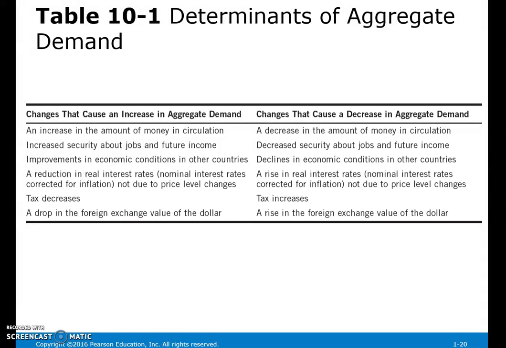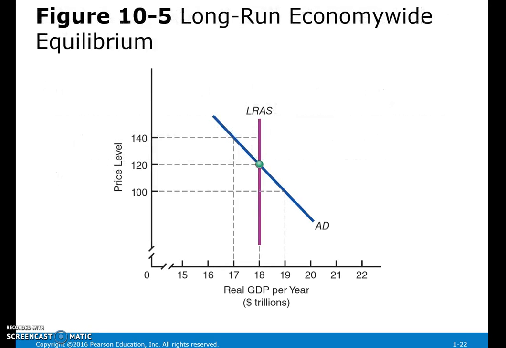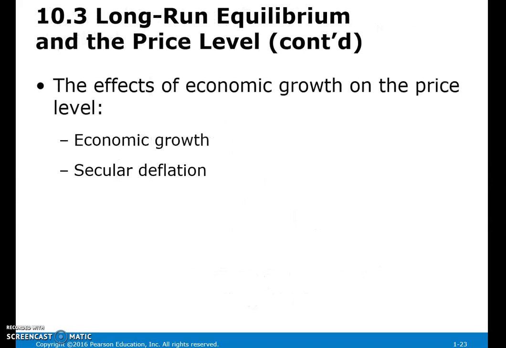Here's a nice table talking about different determinants of aggregate demand that may be helpful to pause and look over. So, long-run equilibrium and price level. For the economy as a whole, long-run equilibrium occurs at the price level where the aggregate demand curve crosses or equals the long-run aggregate supply curve. So remember, we have our long-run aggregate supply, which is a vertical line, and then aggregate demand. And so we have this equilibrium point at a price level of 120.